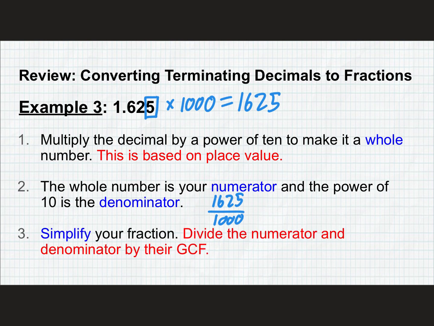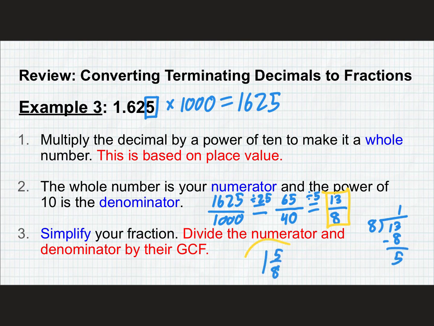Now let's simplify the fraction. First, we're going to divide the numerator and denominator by their greatest common factor. If you don't know what the greatest common factor is, you can also try just dividing them both by the same number and keep dividing until you cannot do so anymore. So if we were to divide both numbers by 25, we would get 65 over 40. Now both of these numbers are divisible by 5, so do so and we will get 13 over 8. We can then convert this to a mixed number, which would be 1 5/8.